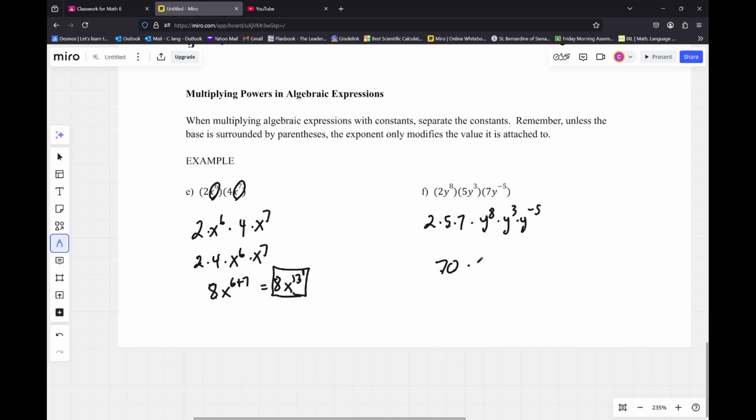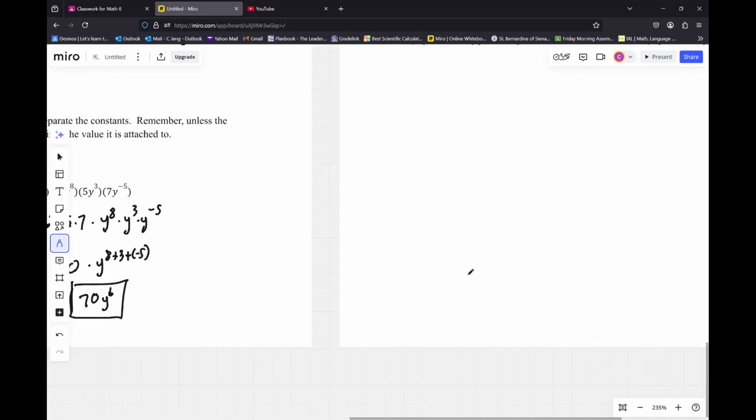times, this is going to be y to the 8 plus 3 plus a negative 5. So 8 plus 3 is 11, plus a negative 5 is going to be 6. So this is going to be 70 y to the 6th. Okay? Hopefully that makes sense. Please review that, but essentially all we're doing is we're multiplying the coefficients together, and then we're working out the exponents just like we did above. Okay? All right, let's move on.